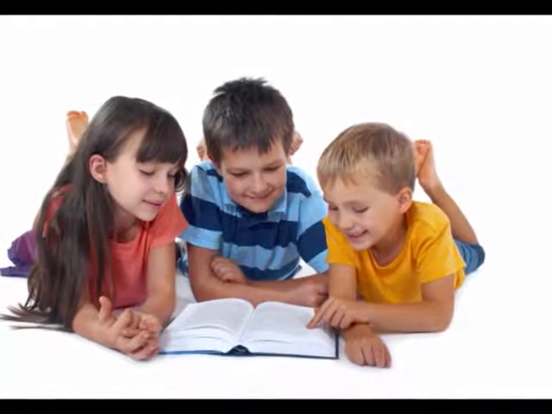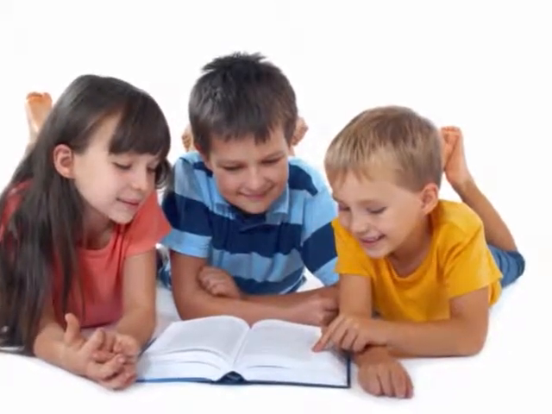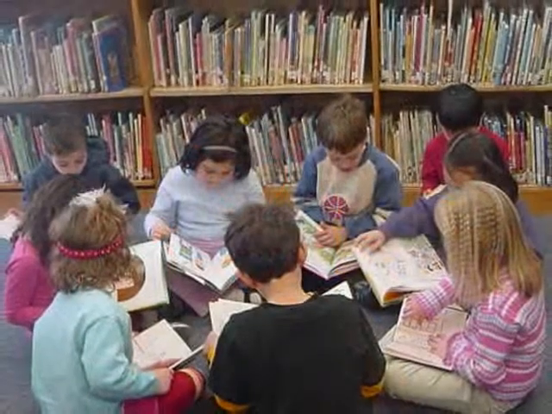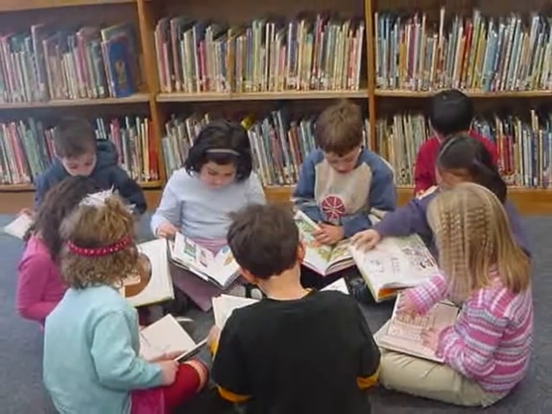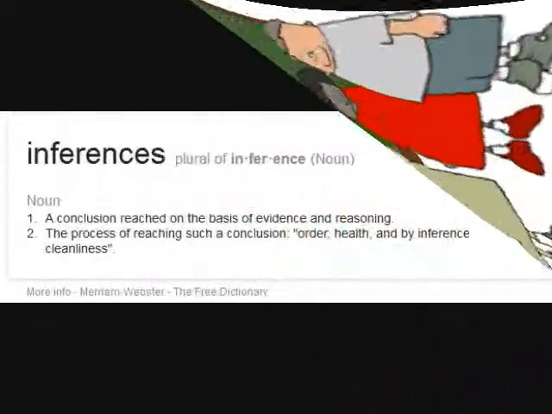When teaching children to read, it is important to realize that there is a difference between fluency and comprehension. Although a child may be able to read a story quickly and efficiently, that does not necessarily mean that they are comprehending what they are reading. One way to increase reading comprehension is to teach your students how to draw inferences.